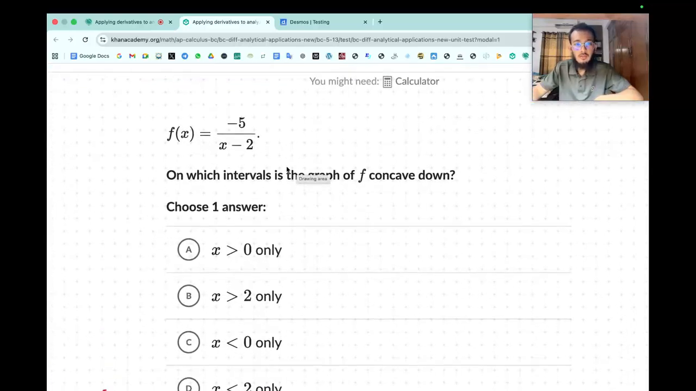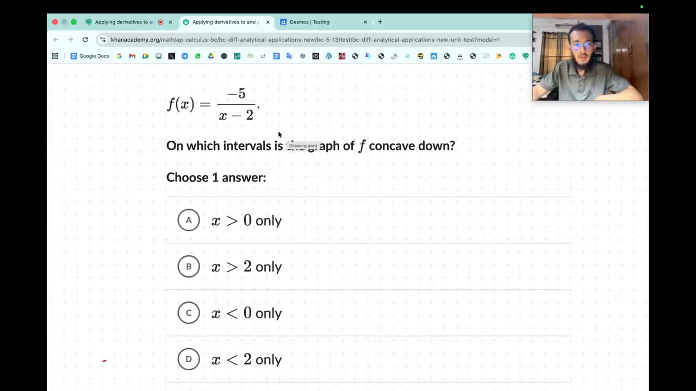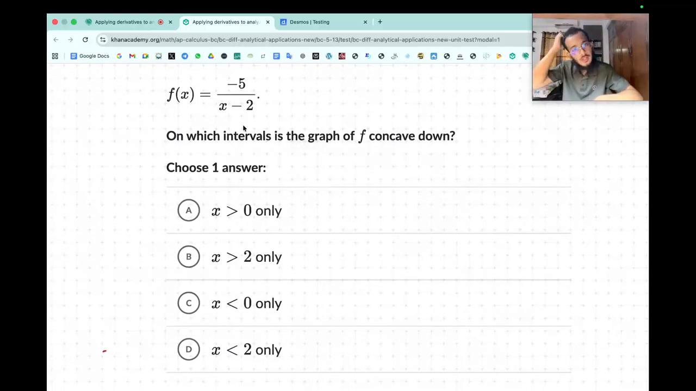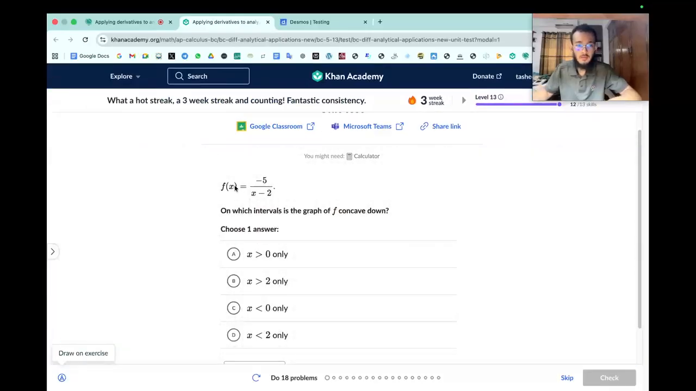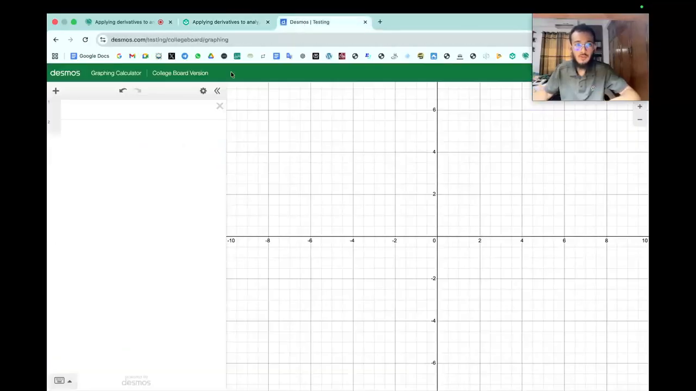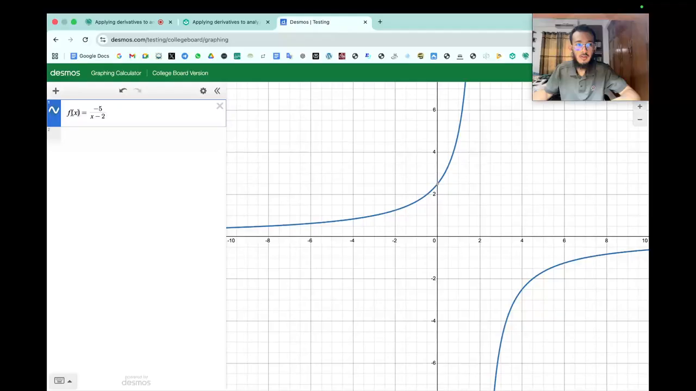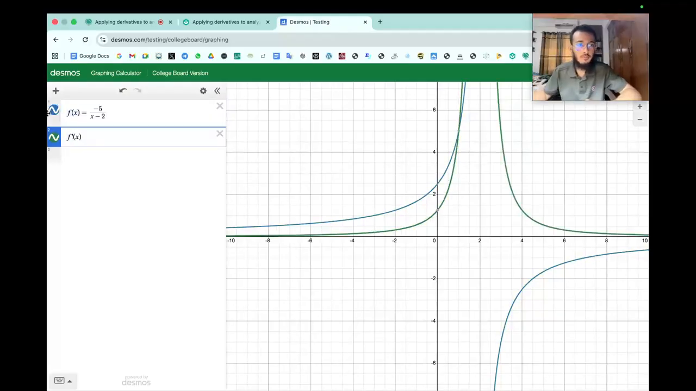f(x) equals negative 5 upon x minus 2. On which intervals is the graph of f concave down? Okay, we need the derivative in order to find this. So we have the f here, but let's find the f prime, which is here.